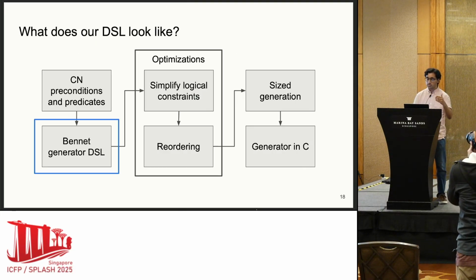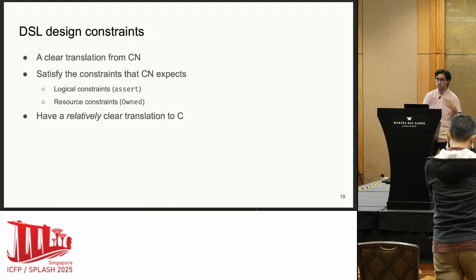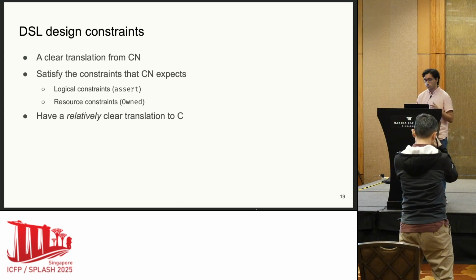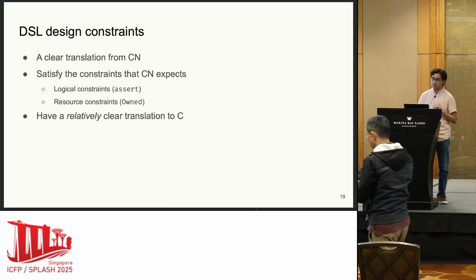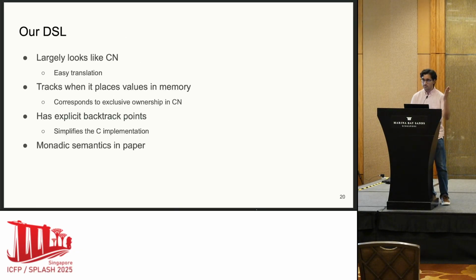Then we want to have our generator DSL with a clear translation from the CN specification, the precondition. We want to satisfy all the constraints that CN expects, so logical constraints like the assertion, as well as resource constraints like the use of owned. We want a relatively clear translation to C, though we can only do so well. Our DSL largely looks like CN, which makes the translation quite trivial. We track when we generate values and place them in memory, which corresponds to ensuring that we have exclusive ownership. We are pretty explicit about the points that we can backtrack to, which helps us simplify the C implementation.